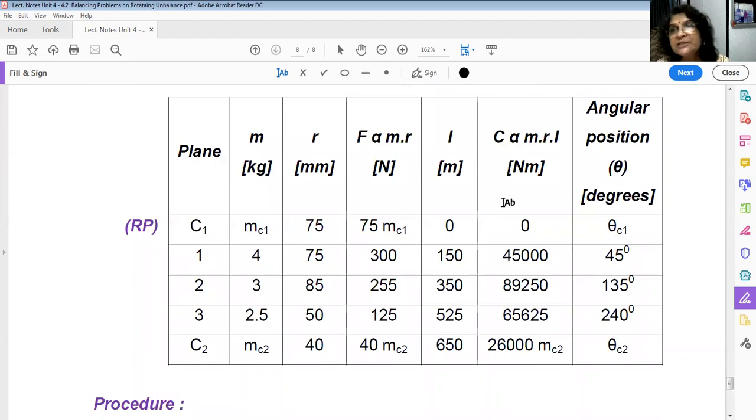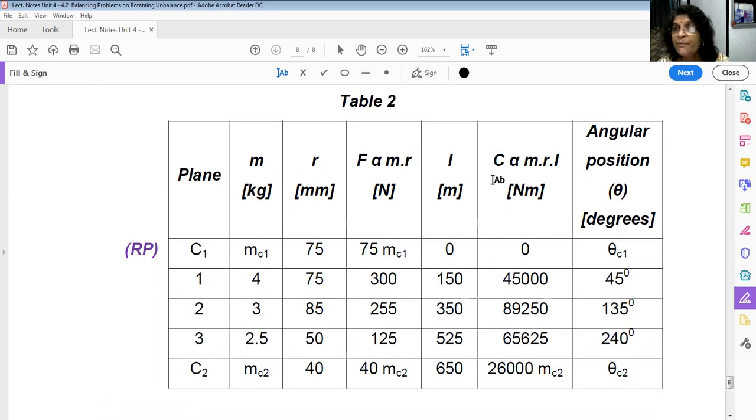Okay, now the sixth column is couple. So couple is equal to force into distance, that is F into L. What is F? Mr omega square, but we have to neglect omega square because that is common in every term. So what we have to take? Couple is proportional to MRL. Now already this column represents the product MR. Multiply by this column, okay, you will get MRL. So this column is nothing but multiplication of these two columns.